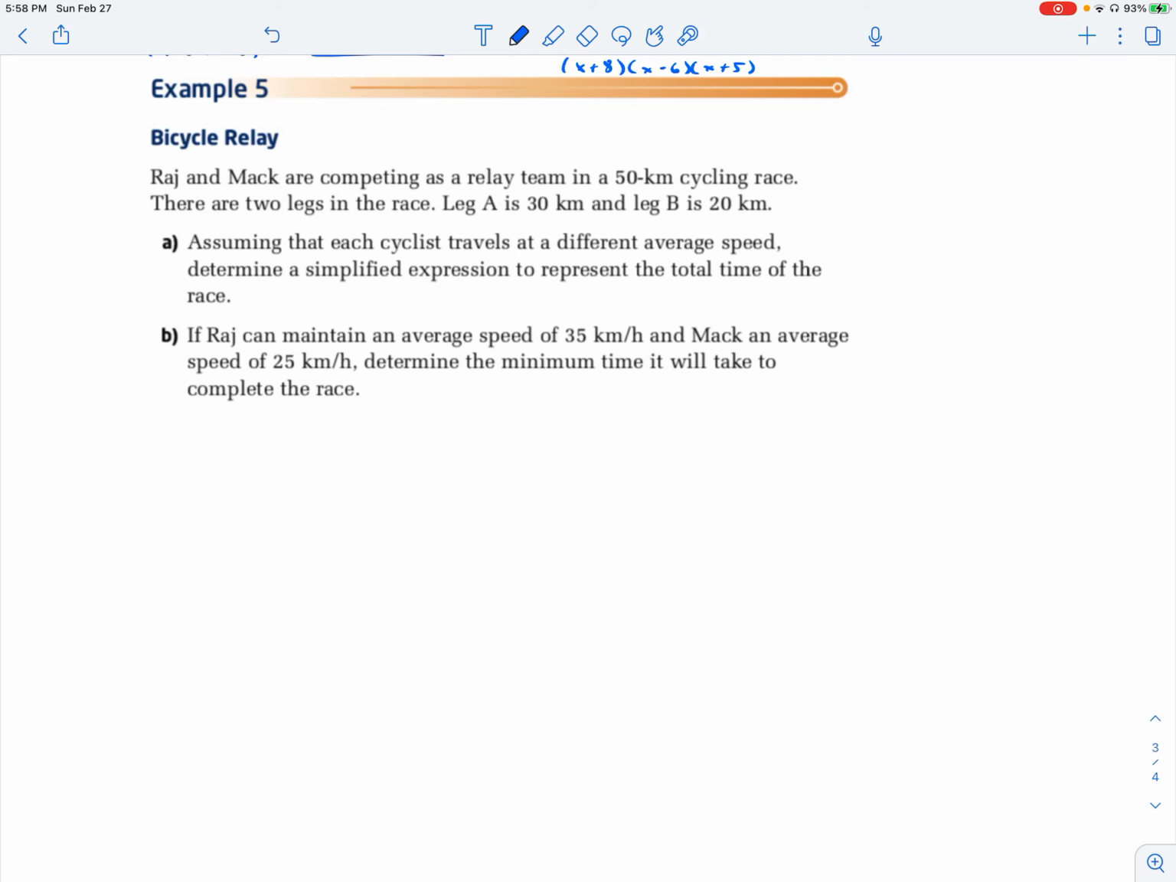If Raj can maintain an average speed of 35 kilometers an hour and Mac an average speed of 25 kilometers an hour, determine the minimum time it will take to complete the race. So you probably want the cyclist who can travel faster to do the longer distance one. That way they can win the race. Okay, so let's go ahead and start our solution.